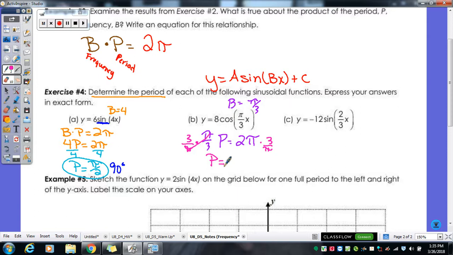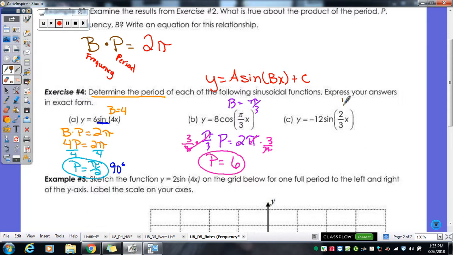Because it's easier to multiply by 3 over pi. So then what happens with the 2 pi's? They cancel. So 2 times 3 gives us a period of 6. You get periods that are just numbers like that, that don't have the pi symbol in there, a lot with your word problems. So that's kind of getting us ready for our word problems we're going to be doing soon.